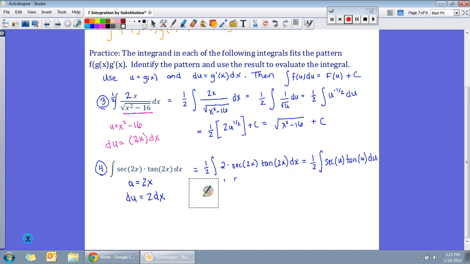Now we're going to do the antiderivative. The antiderivative of secant x tangent x, or secant u tangent u, is secant u plus c. And then the last thing to do is plug in what your u is. 1/2 secant of 2x plus c. And that's it.